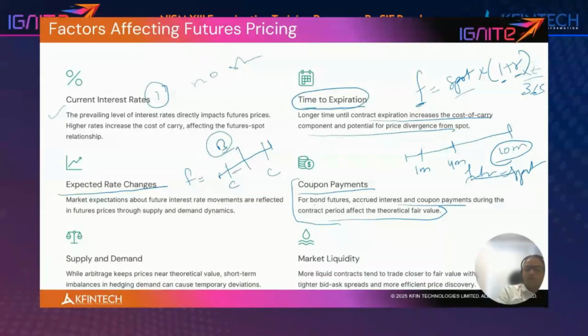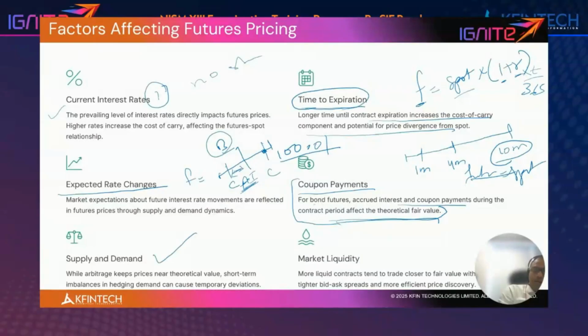Now, from this to this period, there is some accrued interest in the bond that will be shown in the bond price. And if the coupon is paid, suppose you are buying it here on the coupon payment date, it will return back to its clean price. So it's saying that the bond futures accrued interest and coupon payments affect the theoretical fair value of the price.